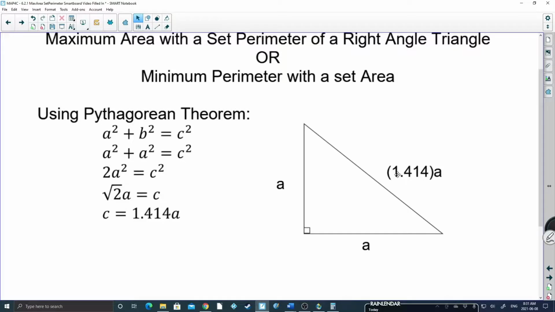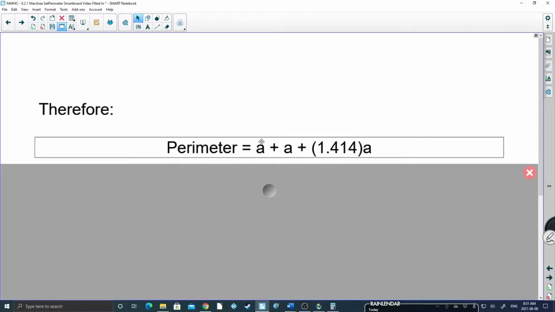That becomes the new special hypotenuse when we're trying to optimize a right angle triangle, all right? So what is the formula for the perimeter going to look like? Well, the perimeter is the addition of all 3 of those sides.